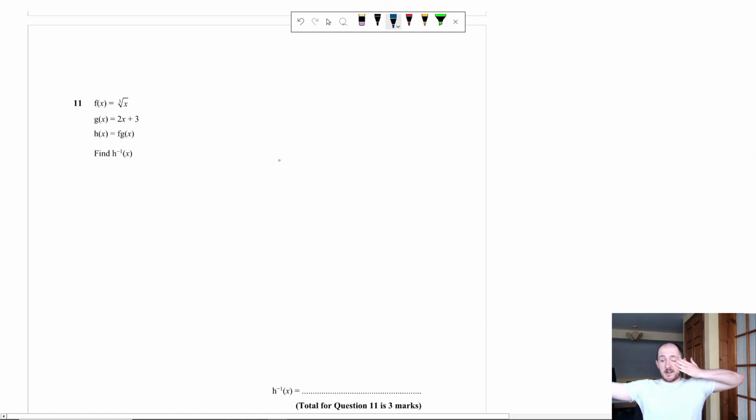Okay, so we have some functions. I love functions. Okay, so we have 3 functions. f of x is the cube root of x, g of x is 2x plus 3, h of x is fg of x. Find the inverse function of h.